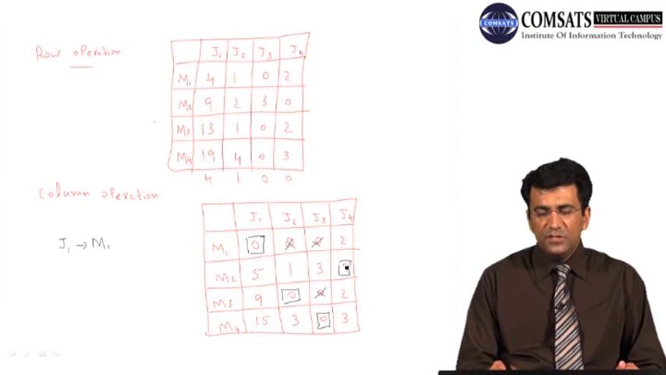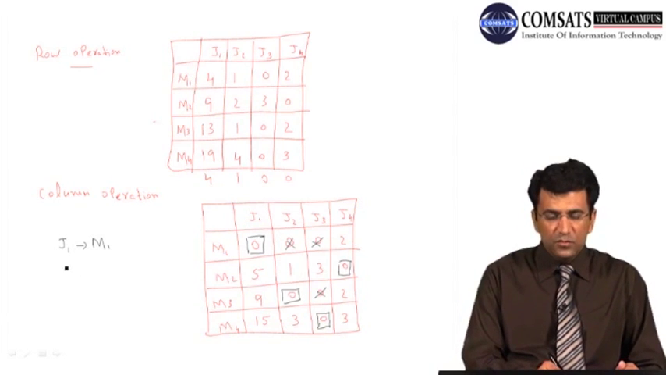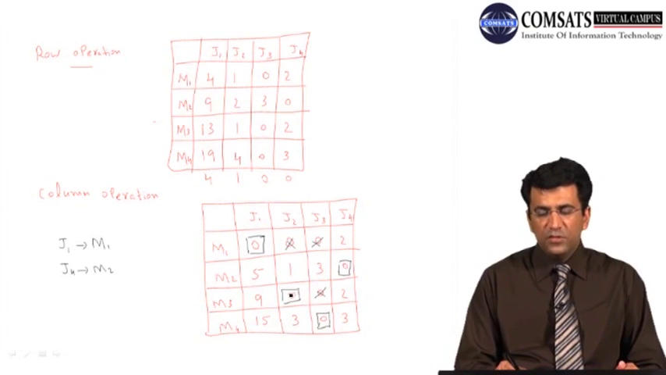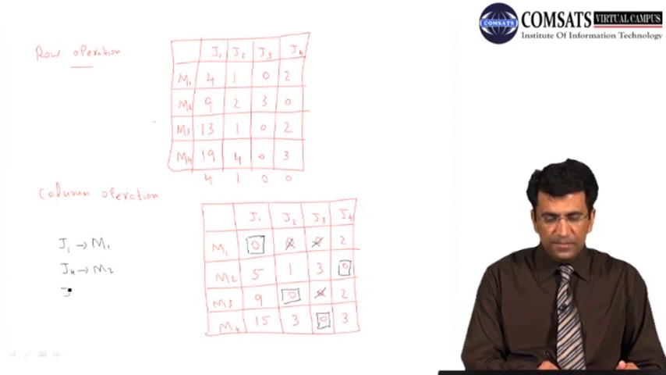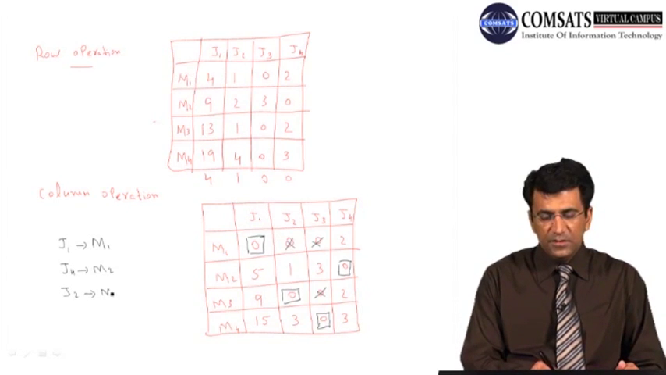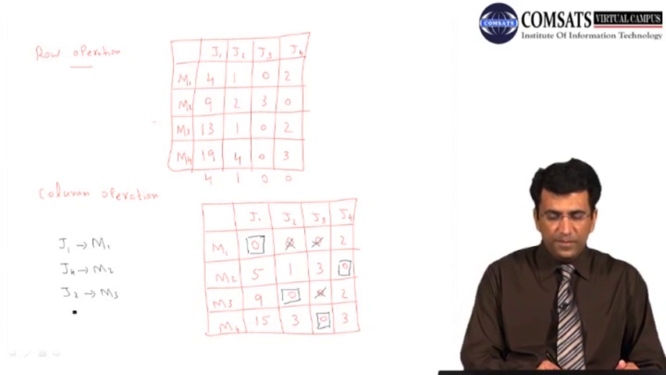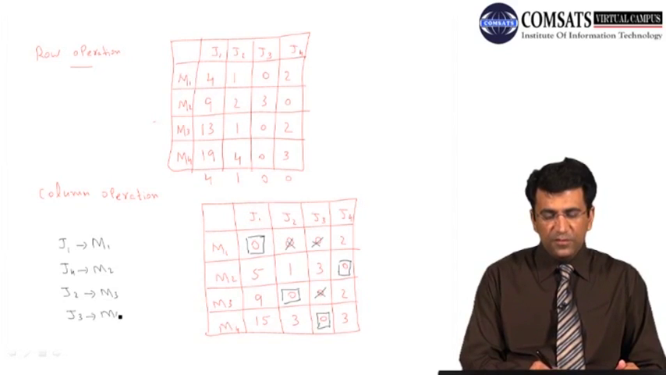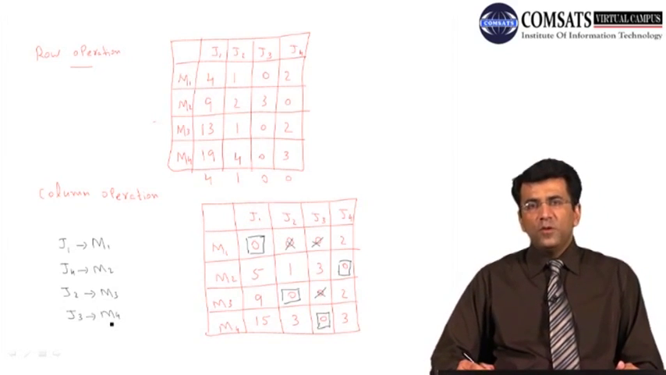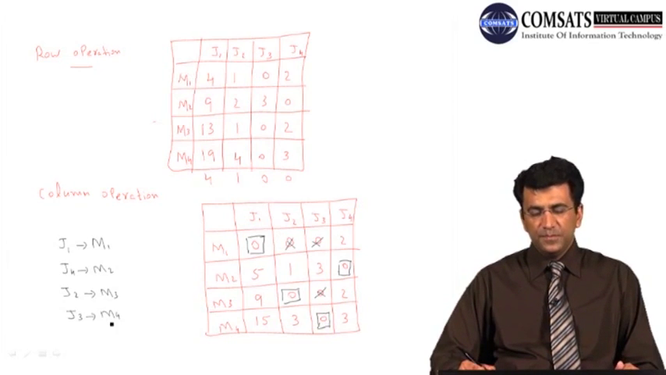Similarly, this particular assignment J4 can be assigned to M2. Similarly, for this particular assignment J2 can be assigned to M3, and similarly for this particular assignment J3 can be assigned to M4. So this is the optimal assignment plan we can have in this particular illustration.